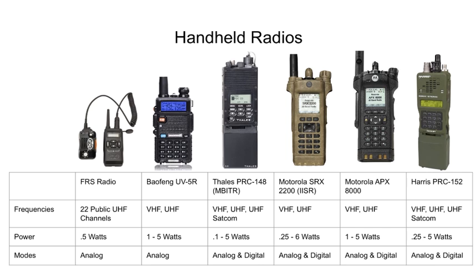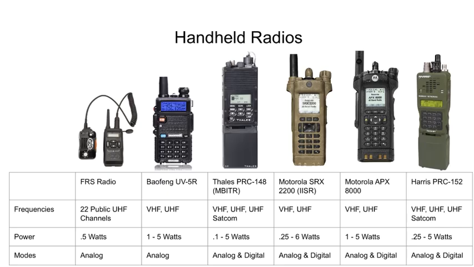The next one is the Motorola SRX 2200, IISR. I'll skip all the acronyms. This is also UHF and VHF, and this goes from 1/4 of a watt to 6 watts, analog and digital. Now I'm showing this because it's very close to a Motorola APX 8000, and this is something that is used a lot in public service, so fire, police, search and rescue teams, things like that. Again, UHF and VHF, 1 to 5 watts, analog and digital.